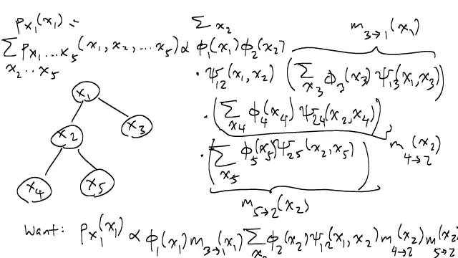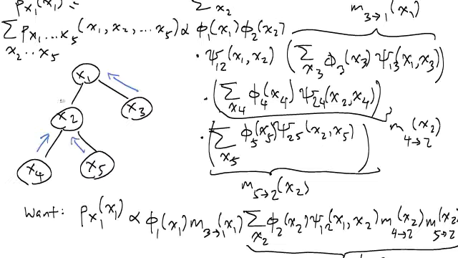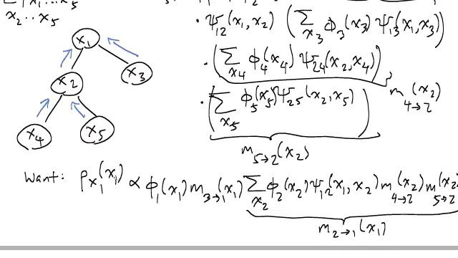Computationally, what would happen is you begin by computing m5 to 2, m4 to 2, and m3 to 1. So you compute these three messages. Computing each of these amounts to just computing a one-dimensional table. Then, in order to compute the message from 2 to 1, we need to have first computed the messages from 4 to 2 and 5 to 2. But once we've done that, we can compute the message from 2 to 1. And once we have that, we can finally compute the marginal at x1.